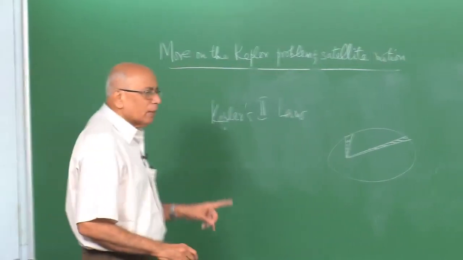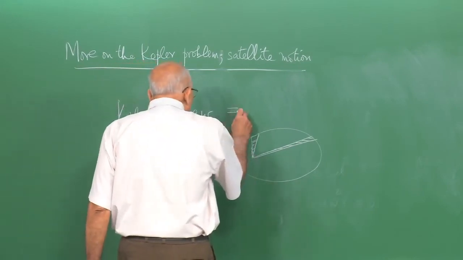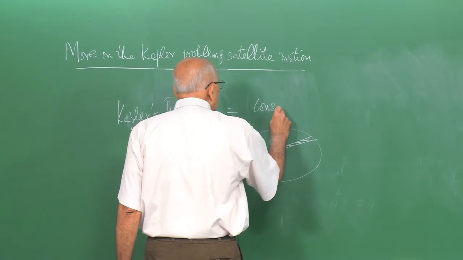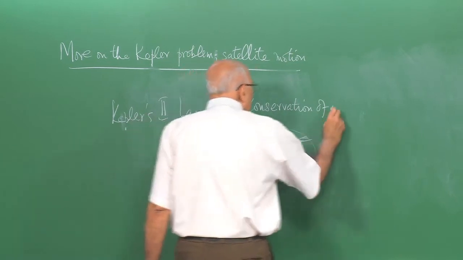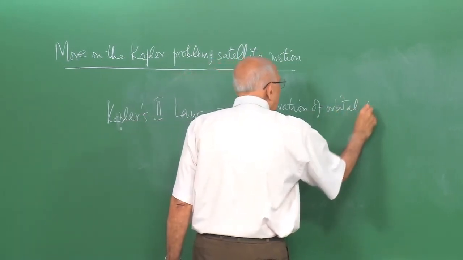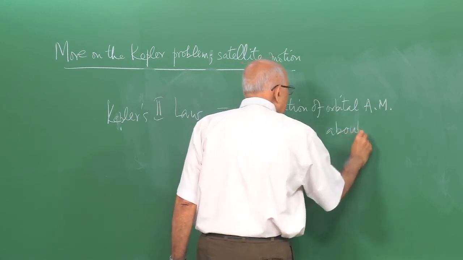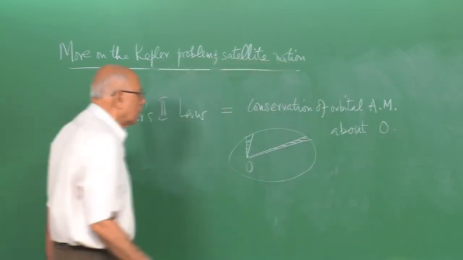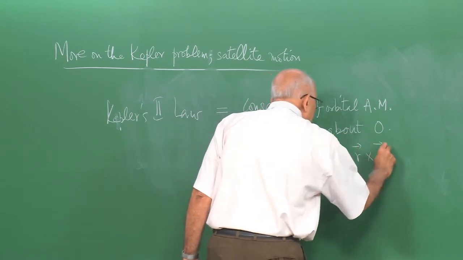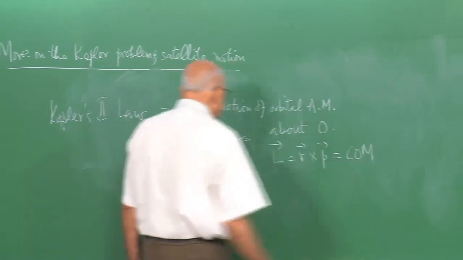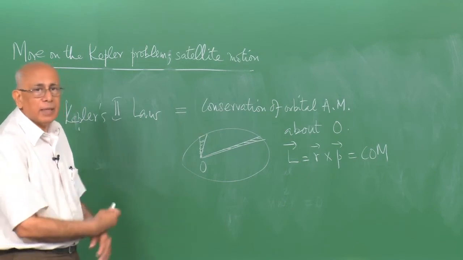We already saw that this is nothing but the conservation of orbital angular momentum about the center of attraction. In other words, this quantity L equal to r cross p is a constant of the motion, and therefore you can evaluate it at any instant of time. It's going to be exactly the same thing at all points on the orbit.